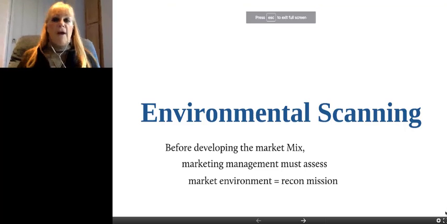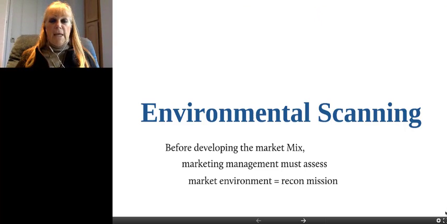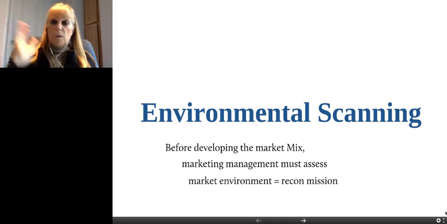As we begin Chapter 5, we're going to be looking at environmental scanning. And what we're talking about here is the whole process that you and I, as marketing managers, have to go through to assess what the competitive environment is like, to determine what the world around us is like, before we can begin to put together our marketing mix.